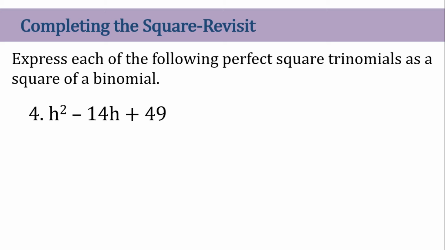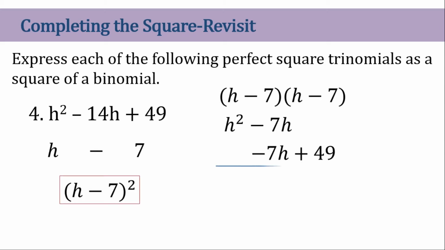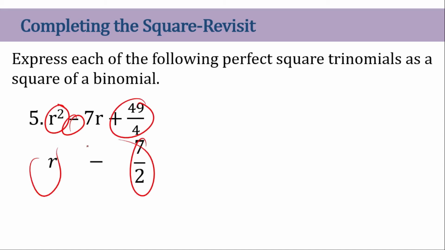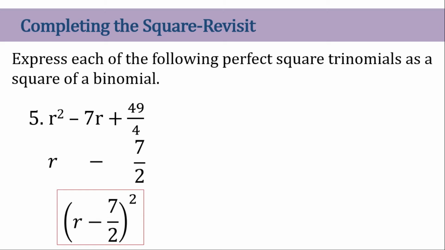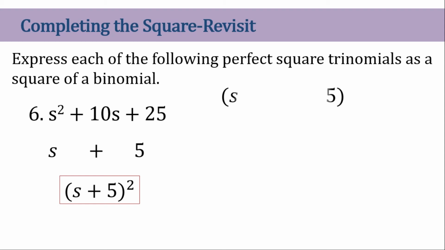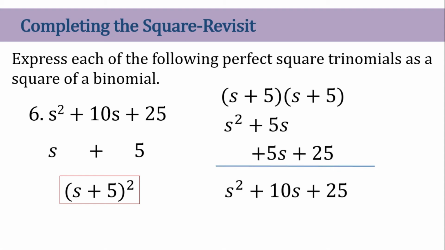Number 4, we have h squared minus 14h plus 49. Let's get the square root of the first and third term and the sign of the second term. So that's how we get that. Check it again, and that's it. This is a fraction. You might be intimidated by fractions. Many students are intimidated by fractions. Just follow the pattern and the steps that I taught you. Square root of this, square root of this, and get the sign of the second term. And that's it. Same as with number 6, and that's it.